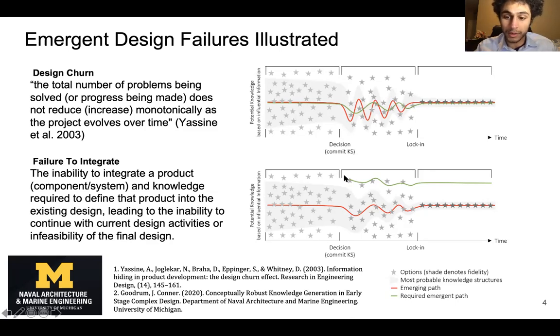Failure to integrate is a very dramatic design failure in which you are completely off the required path. This green path is the required path. This is the path that you need to take, the design decisions you need to make for the ship to work, for you to solve your problem. Failure to integrate is when you have a piece of information that you just don't integrate into your design. So you continue on your design without integrating this, and it leads to this situation where I'm over here, exploring these knowledge structures when I need to be over here.